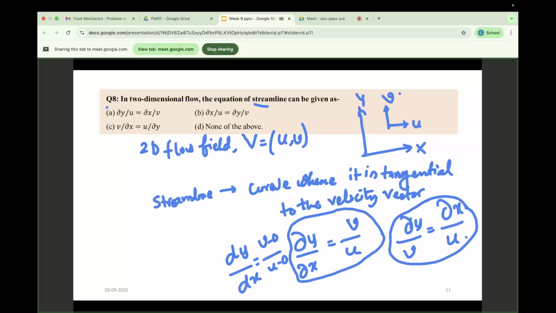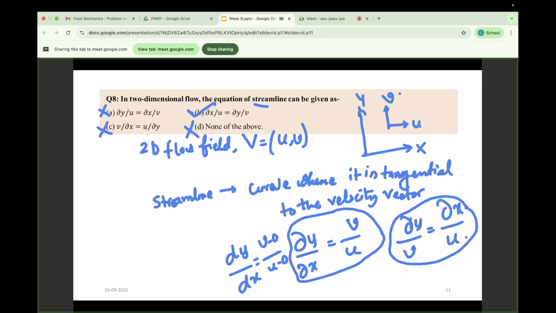The first option, dy by u, is not correct. Next is dx by u and dy by v. So option B is correct. Next is v by dx. No. If it is v by dy, then it can be correct. So it is also not correct and it is also not correct. So option B is the correct option.